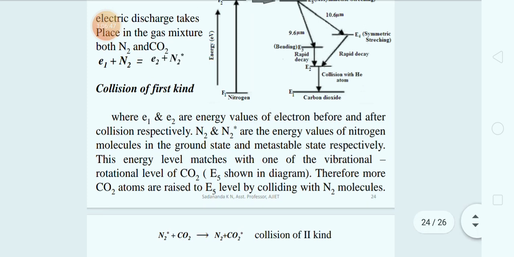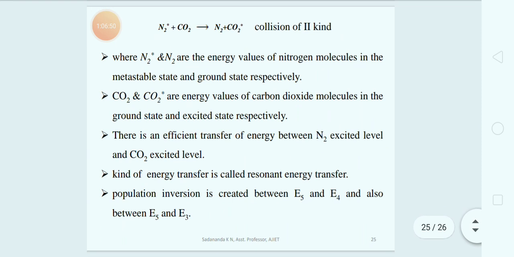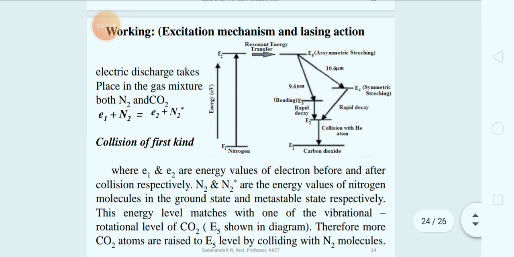The equation can be written as N2 star plus CO2 is equal to N2 plus CO2 star. It's quite obvious: star represents that particular molecule which is in the excited or higher energy state, and CO2 or N2 without a star, as I have mentioned in the equation, is in the ground state. Now there is an efficient transfer of energy between nitrogen in the excited level and carbon dioxide in the excited level. There is a resonant energy transfer. You can see it in the energy level diagram as well, where I put an arrow mark.